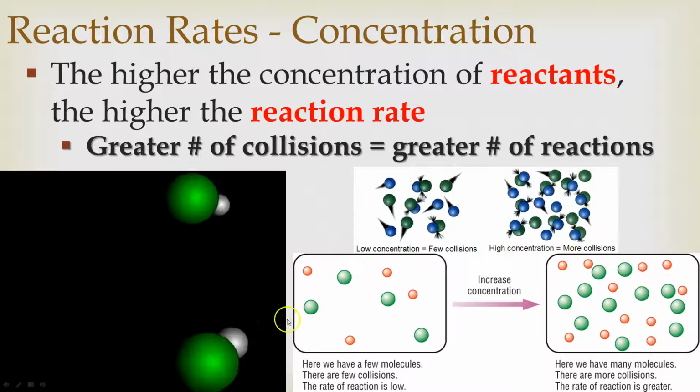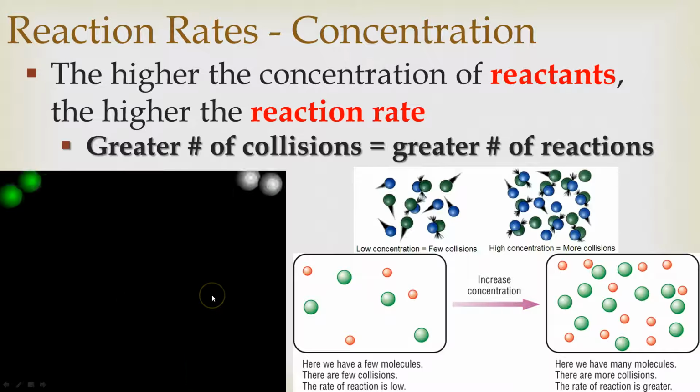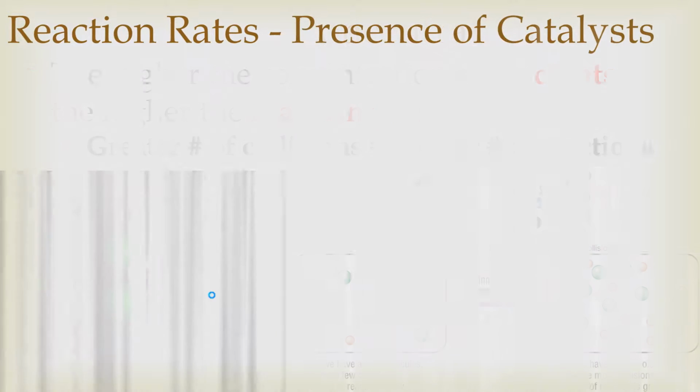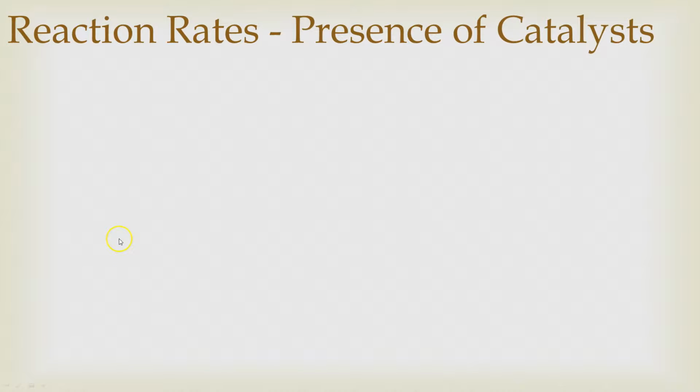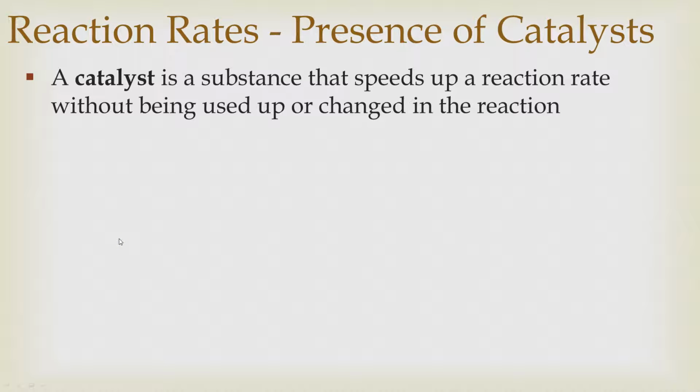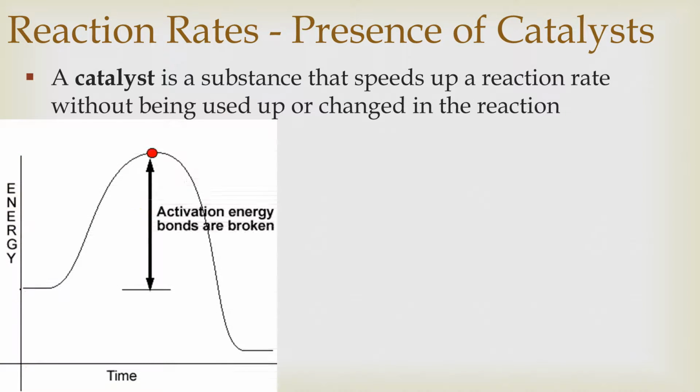So right now here we can see one example of a collision. If I was to increase this concentration here, where you see a whole bunch more, we would have a much faster reaction rate. We'd have a lot more products made a lot more quickly. Finally, the presence of a catalyst. A catalyst is anything that speeds up a reaction without actually being used up or changed in the reaction. Enzymes are a good example of a biological catalyst.